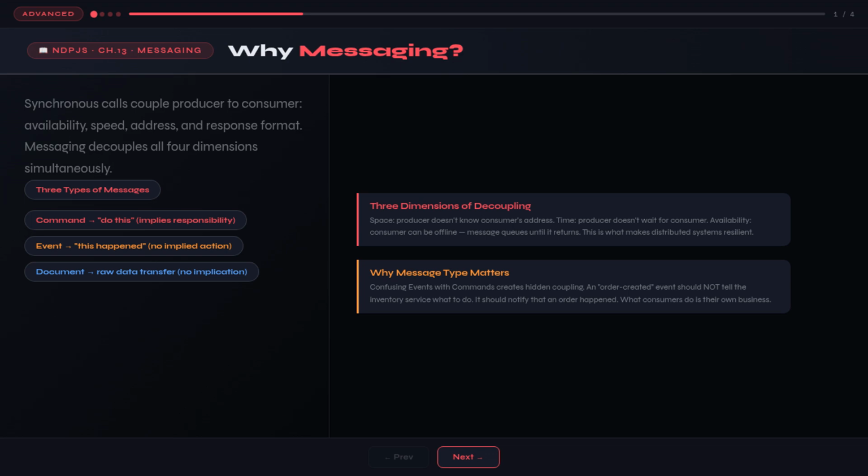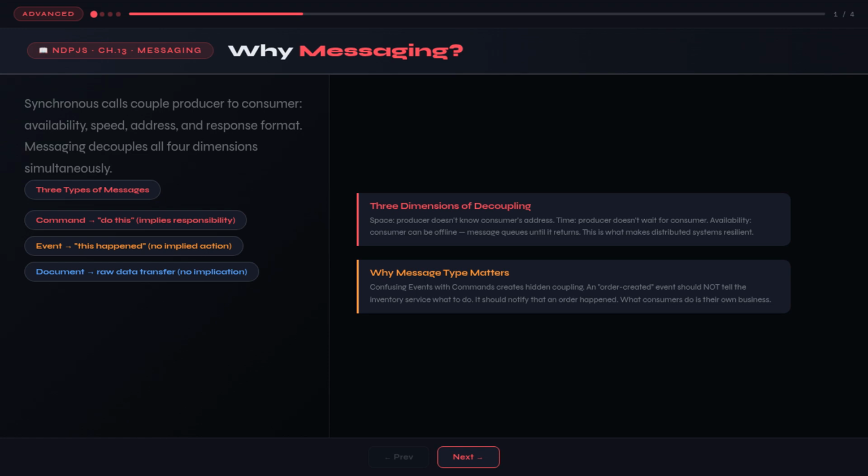Here's a scenario that breaks synchronous communication. Your payment service needs to notify 5 other services when a payment completes. The order service updates order status, the inventory service decrements stock, the notification service sends a confirmation email, the analytics service records the transaction, and the loyalty points service awards points.